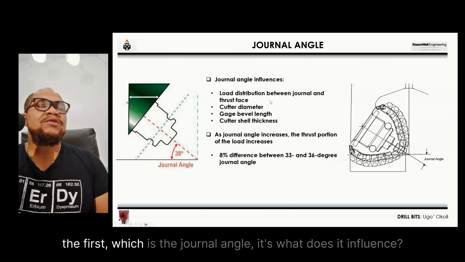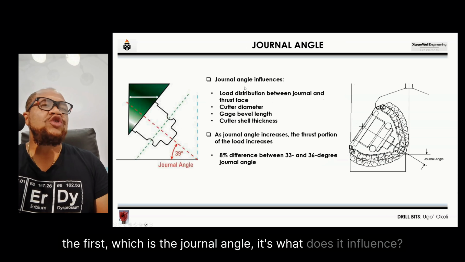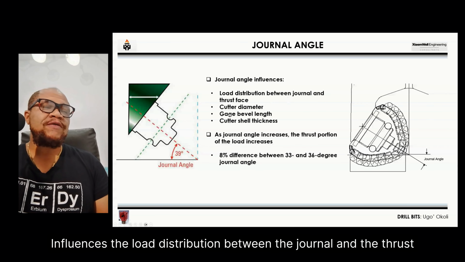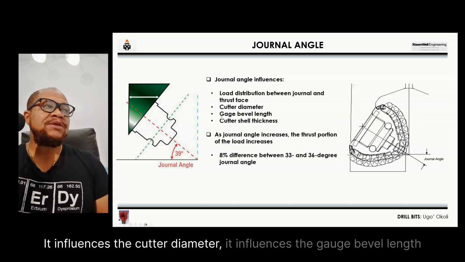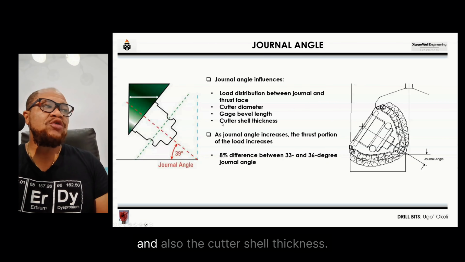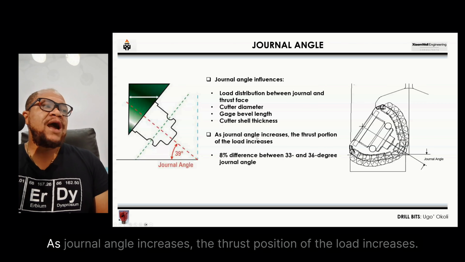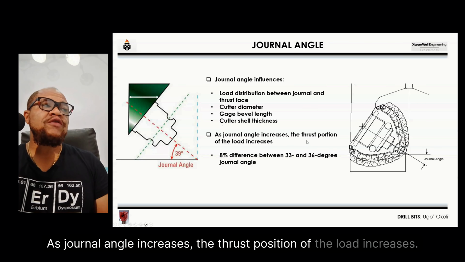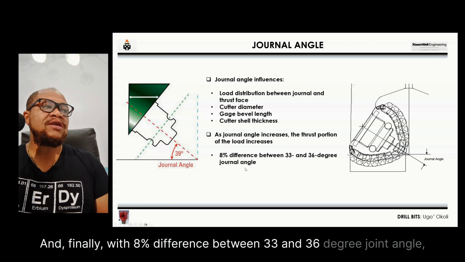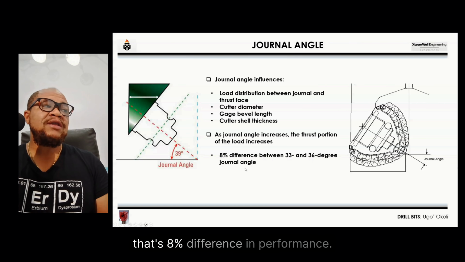The first, which is the journal angle, what does it influence? It influences the load distribution between the journal and the thrust face. It influences the cutter diameter. It influences the gauge bevel length and also the cutter shell thickness. As the journal angle increases, the thrust portion of the load increases. And finally, an 8% difference between a 33 and 36-degree journal angle is an 8% difference in performance.